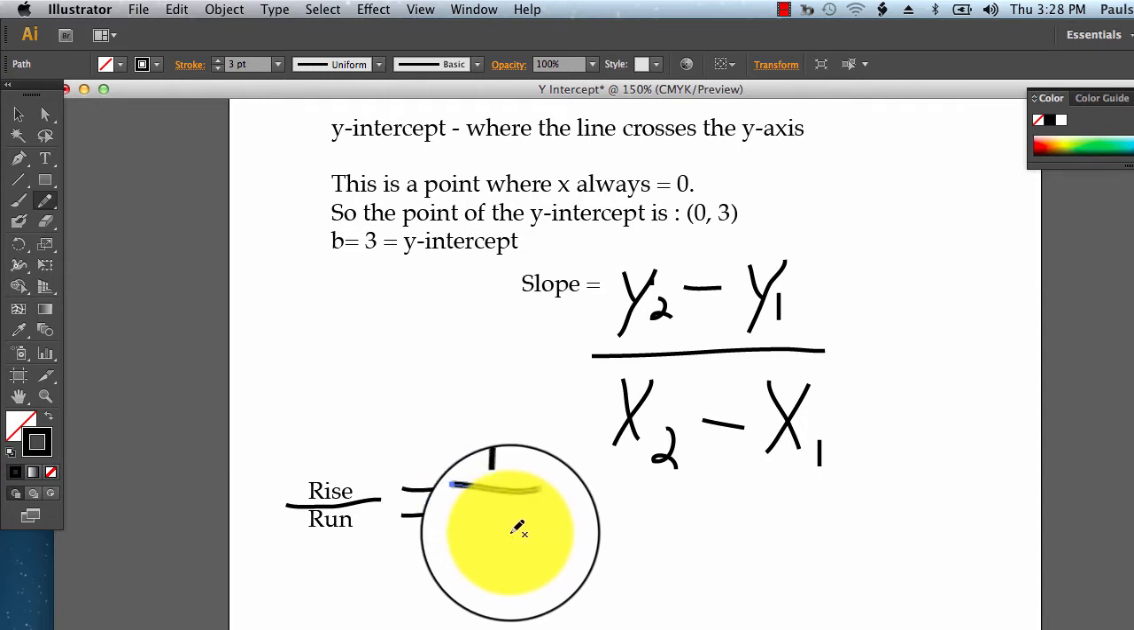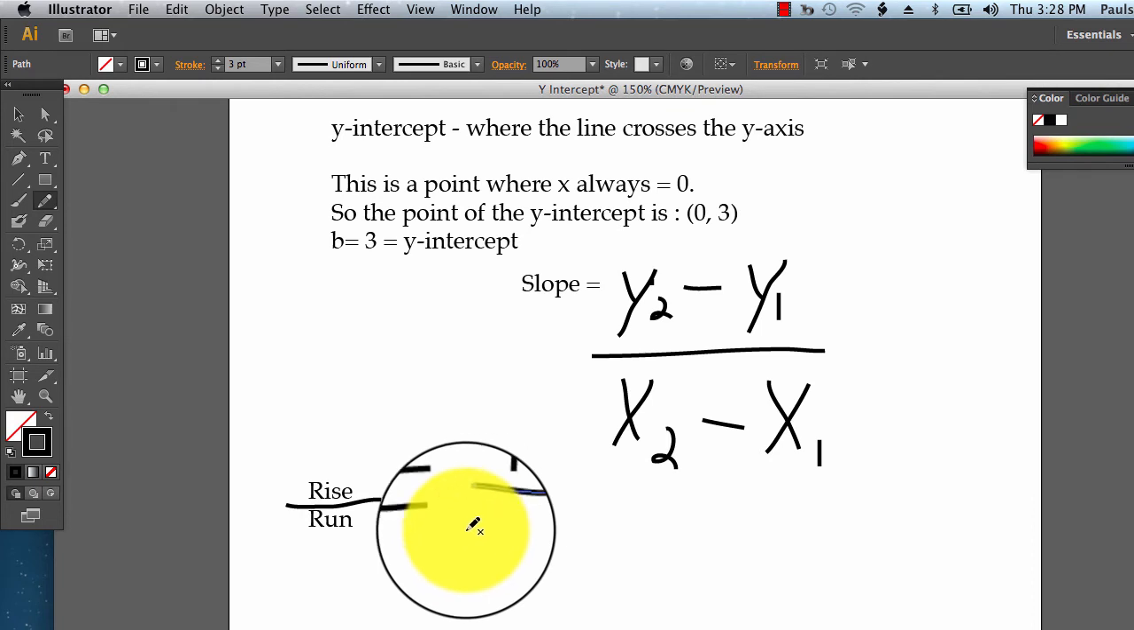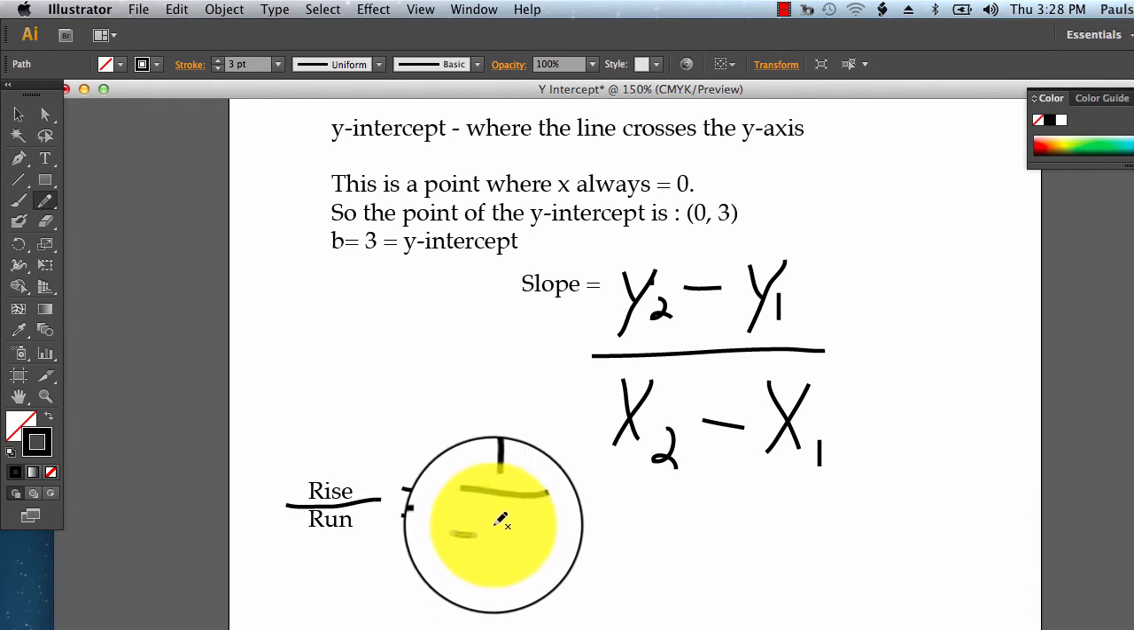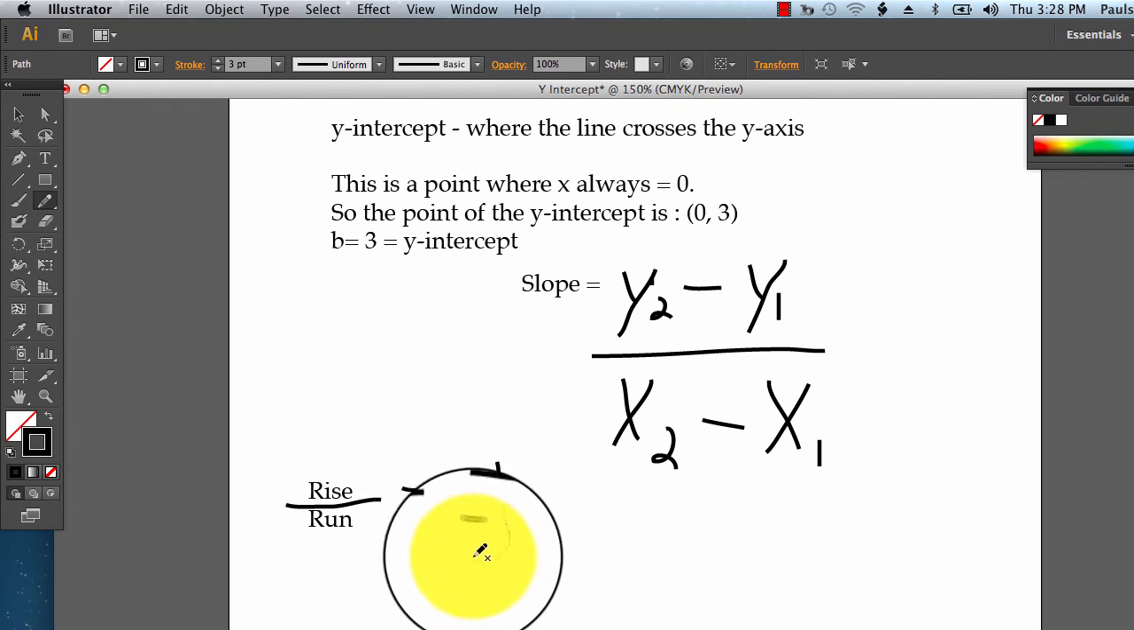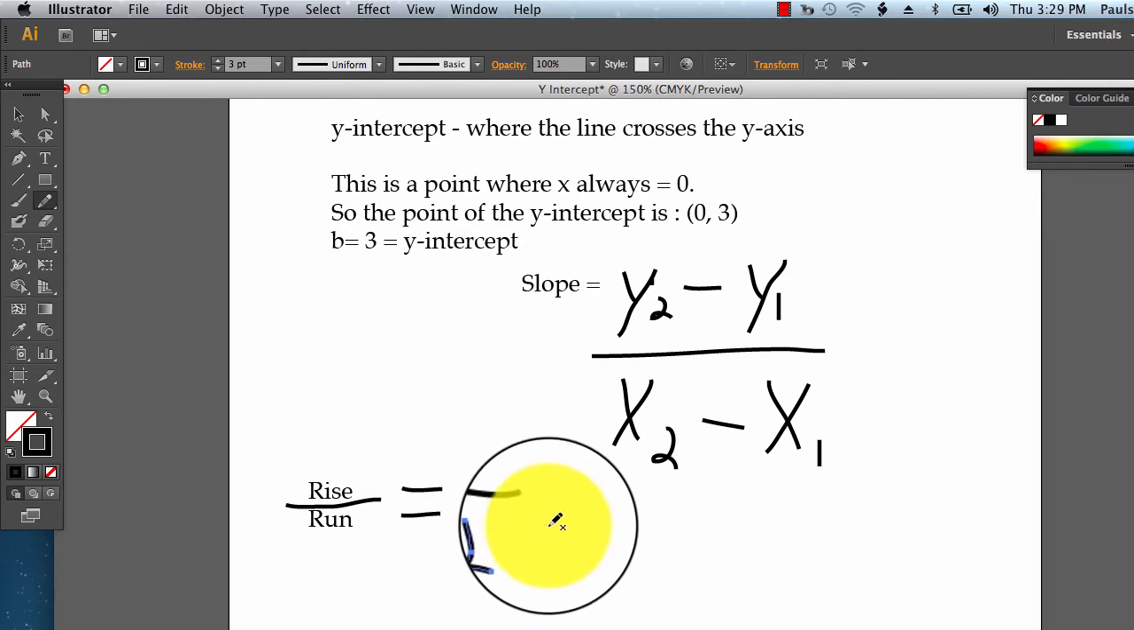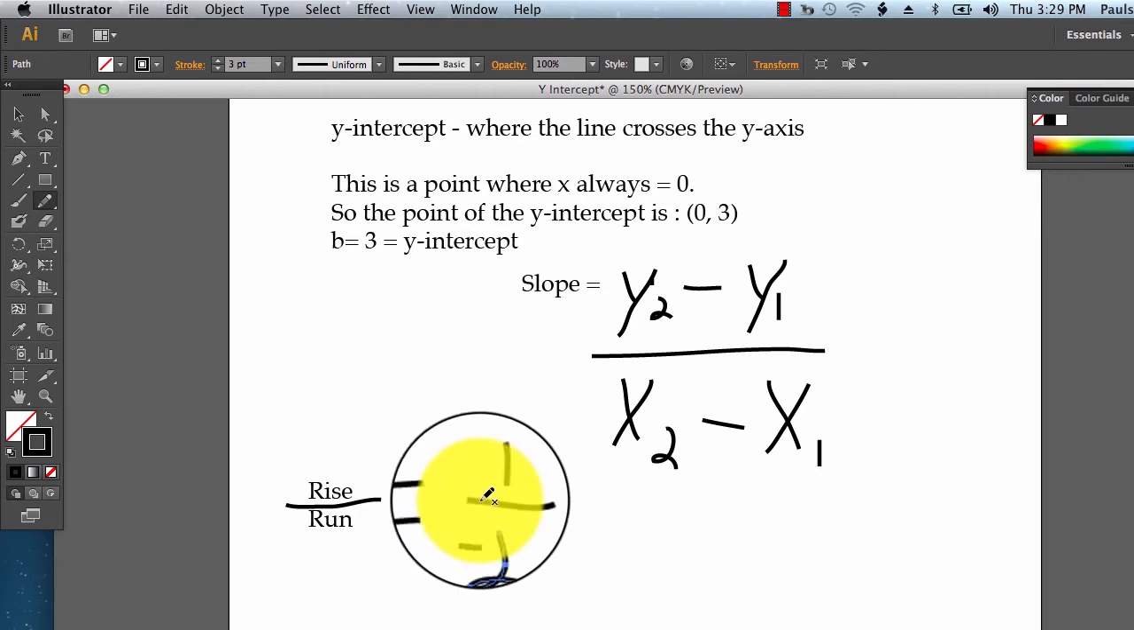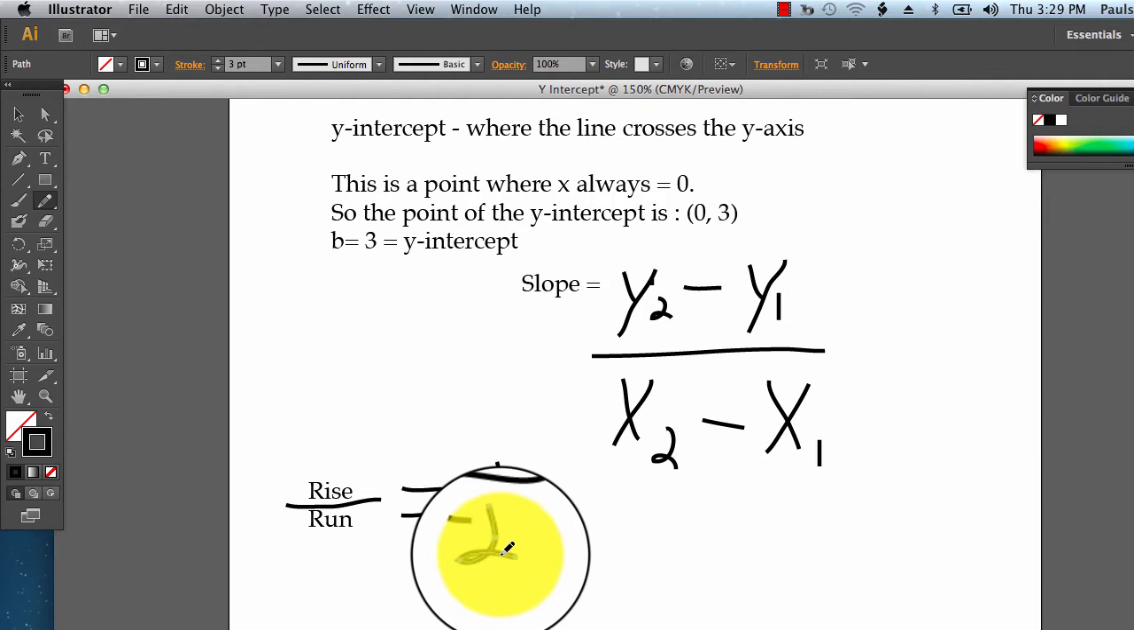And then we were going over to the left 2, so that's negative 2. Okay, so our slope then is 1 over negative 2, or negative 1/2. And now let's look at another way you can see that.